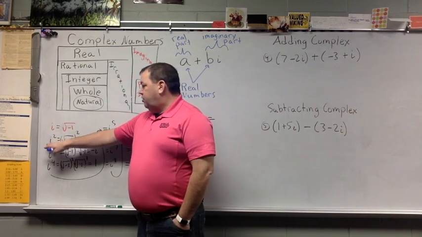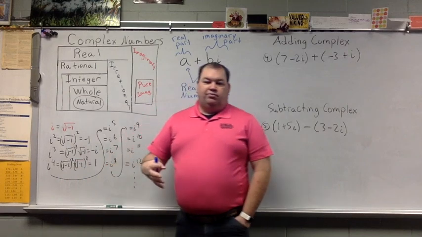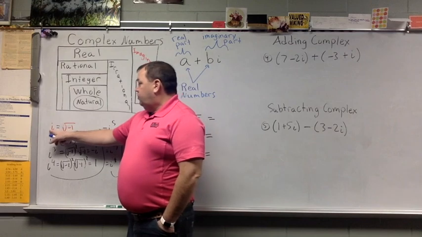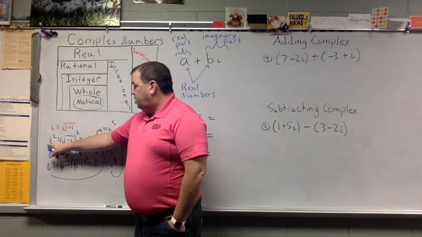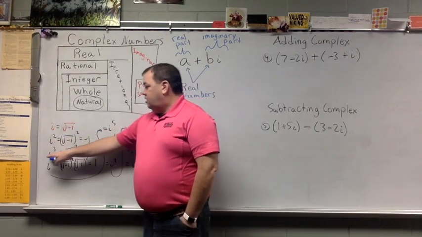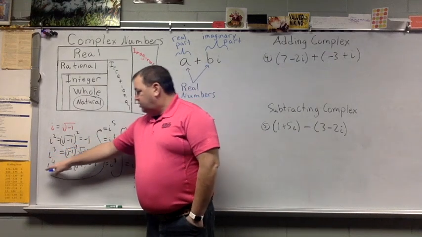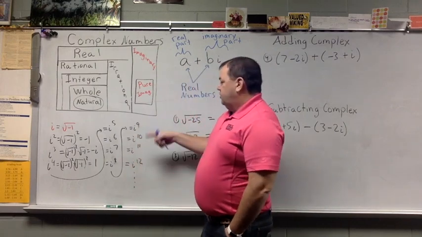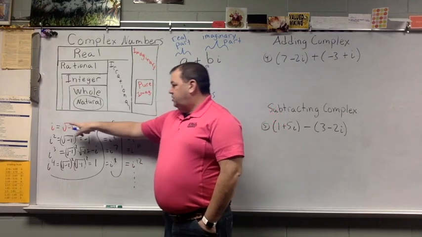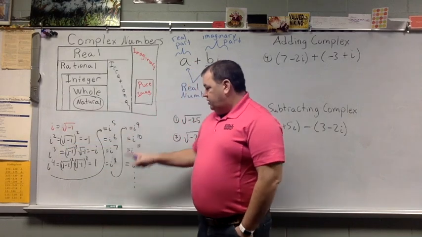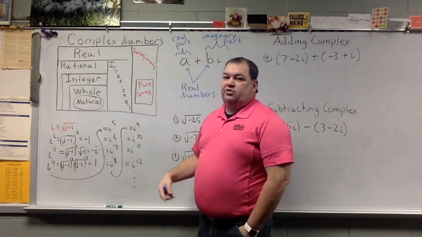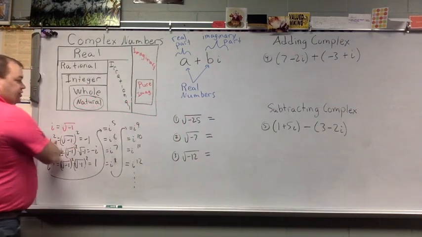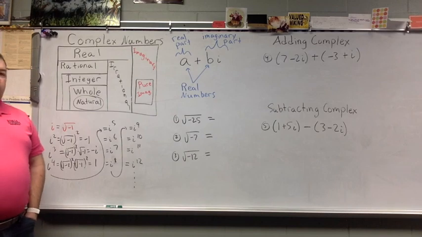Now, the other crazy part about these is they cycle. Once I get to i to the 5th, it's the same as i to the first. i to the 6th, the same as i squared. i to the 7th, the same as i cubed. i to the 8th, it's the same as i to the 4th. Those answers right there. And it cycles and cycles. It's the same as i to the 9th, the same as i to the 5th, is the same as i. So every 4, it just kind of cycles itself. The ones we spend most of our time with are just i and i squared. Okay, so they are going to show up along the way.